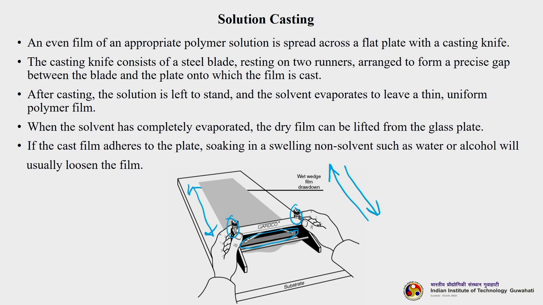After casting, the solution is left to stand for some time, so that the solvent evaporates. When the solvent evaporates, a very thin uniform polymer film will be precipitated and it will be collected. Once all the solvent has evaporated, the film becomes dry and we can take it up. Many times the film, after the solvent evaporation, becomes very sticky to the surface of the plate. At that time we have to use a swelling non-solvent, usually water or alcohol, that will loosen the film so that I can take the film without distorting its structure.